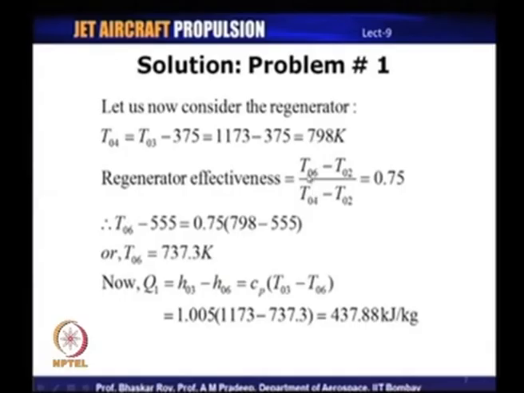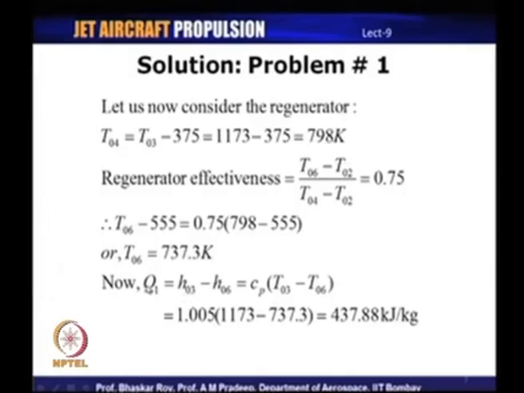And so, T06 is a temperature which is less than T04, and we need to find how much it is. From the definition of the effectiveness of the regenerator, we have T06 minus T02 divided by T04 minus T02, which is equal to 0.75. All these temperatures are known: T02 is known, T04 is known, effectiveness is known. Therefore, we can calculate T06. So, this comes out to be 737.3 Kelvin as compared to T04, which is 798 Kelvin. If the effectiveness was 1, then T06 would be equal to T04, which is 798 Kelvin.